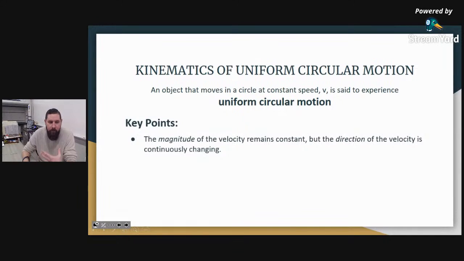But here are some key points that students often get lost on when we're talking about uniform circular motion. First off, because it's defined as having a constant speed, the magnitude of the velocity, the numerical value of that velocity, is going to remain constant. But the direction in which that velocity vector is pointing is going to be continuously changing.